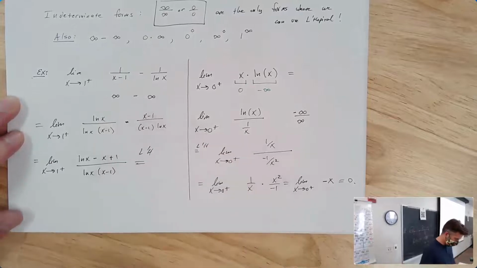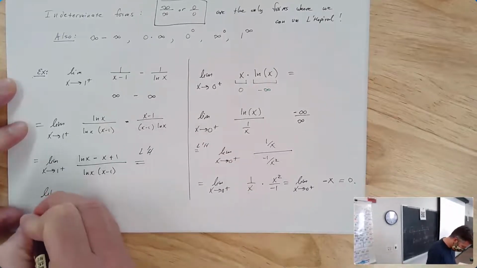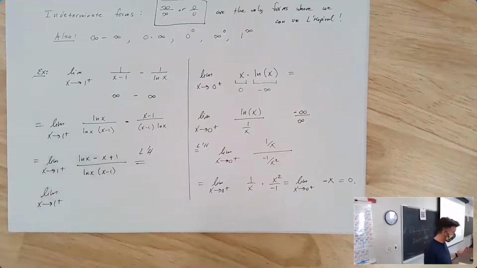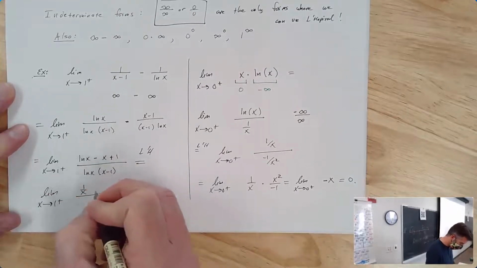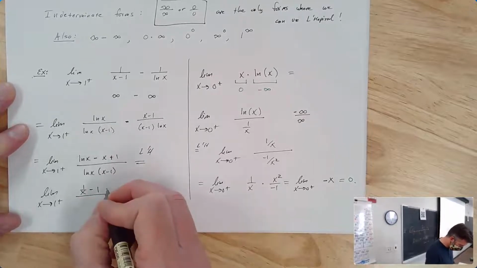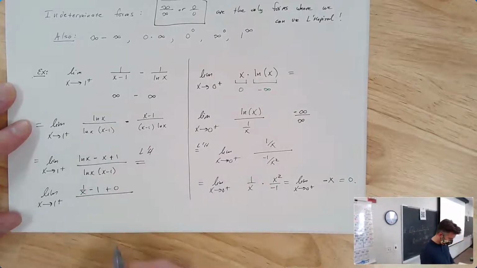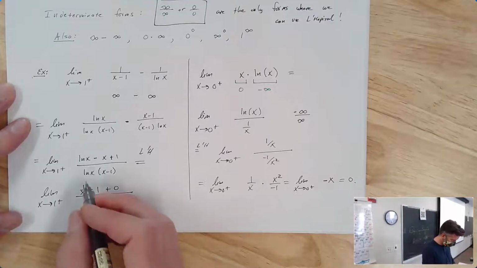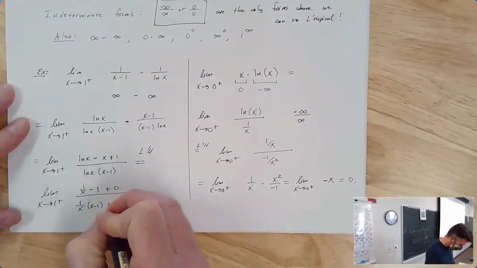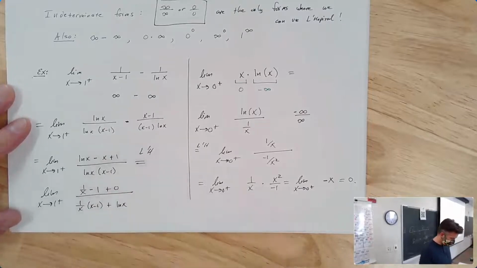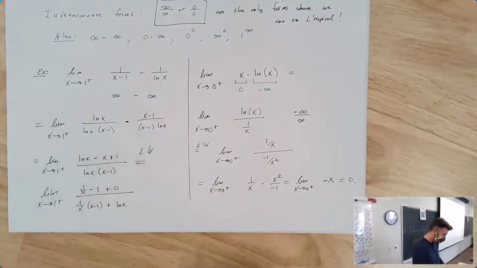So now we're going to use L'Hopital's rule. It's still a limit, right? L'Hopital's rule is only for limits. The derivative of the top is 1 over x minus 1 plus 0. The derivative of the bottom, I guess I'm going to use the product rule. It's 1 over x times x minus 1 plus natural log of x times 1. And if we plug in 1 at this point, I'm still getting 0 over 0. So I'm going to do it again.